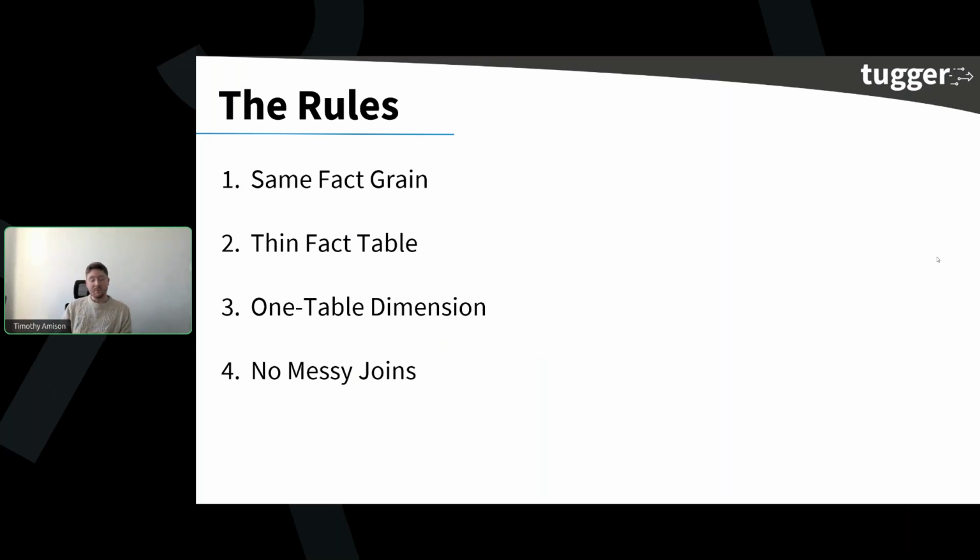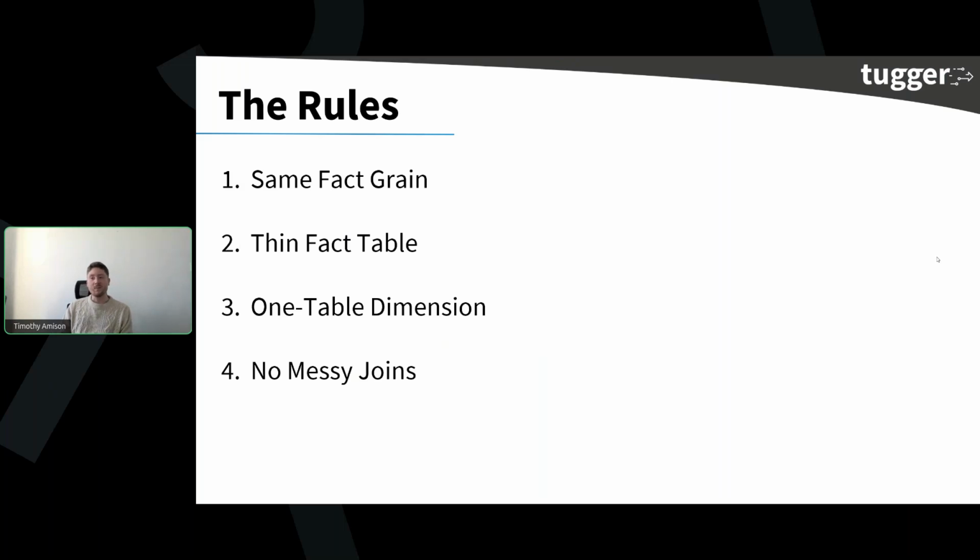Second, thin fact table. I briefly mentioned this before, it's about not having loads of columns and just trying to have fewer columns and more rows. The reason for that is because Power BI is best at dealing with that. And then the third rule is about one table dimensions. Avoid having loads of tables. The fewer tables you can get things in, the better, and less necessary. There are loads of advantages for having more tables, and that's something we'll also explore more later on in the course.